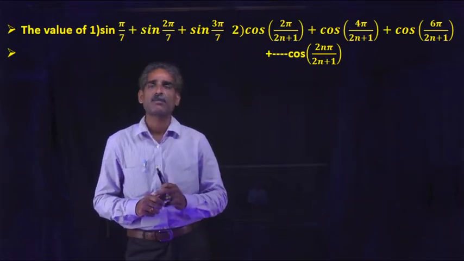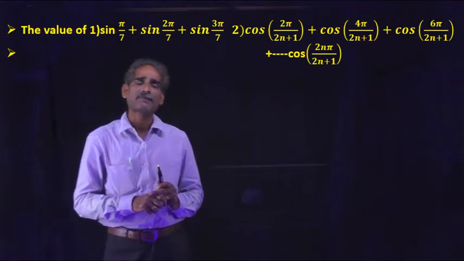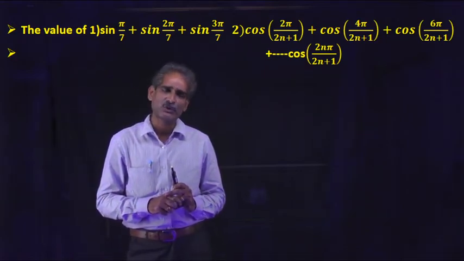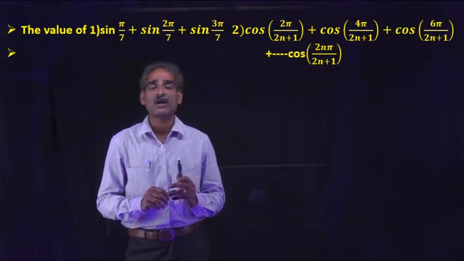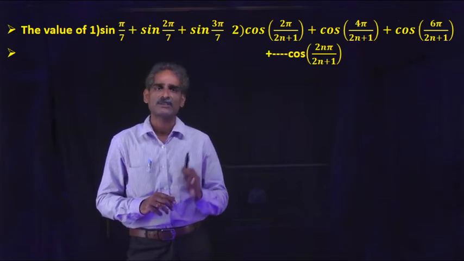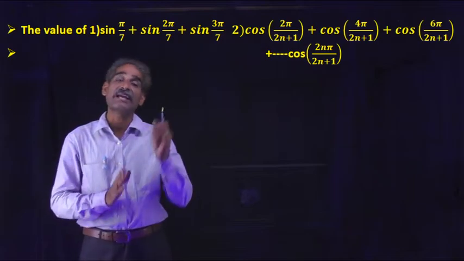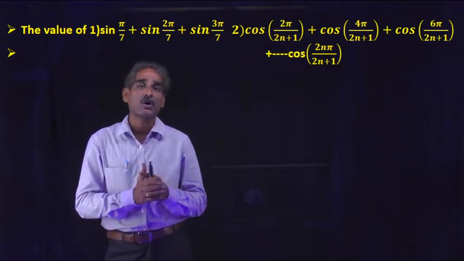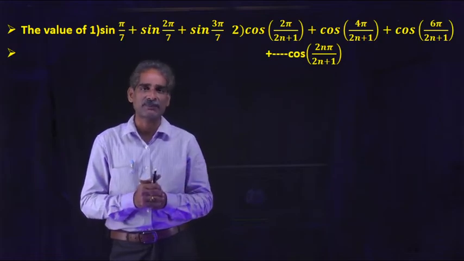So see the problem. The value of sin pi by 7 plus sin 2 pi by 7 plus sin 3 pi by 7. So all of you know when they are in product form. Here there is a sum of sine functions and the angles are in AP. So how can you find the value?